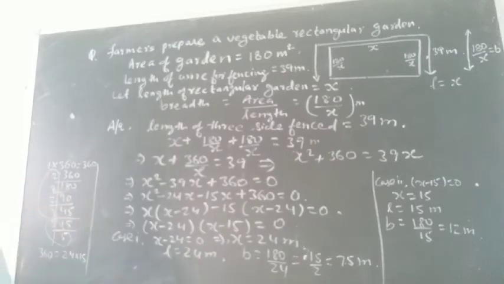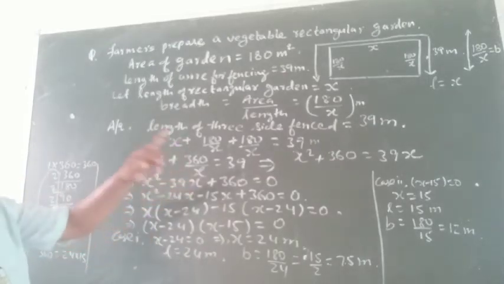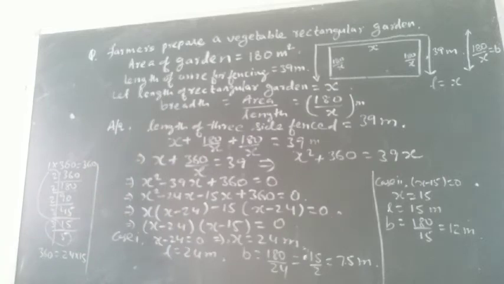Simple, x can be found by the factorization method. Of which type of factorization? The splitting of the middle term. Here it is 1 and here it is 360. 1 and 360 multiplied, we are getting 360.